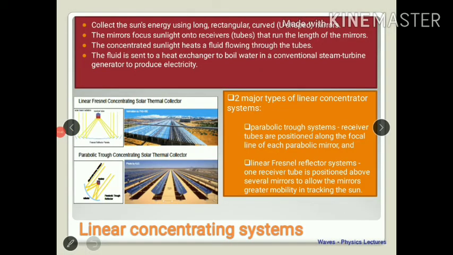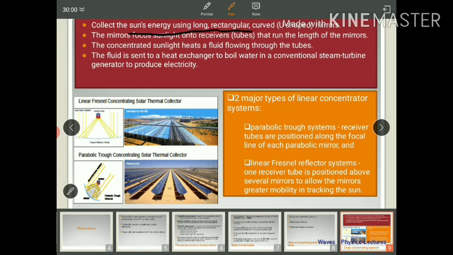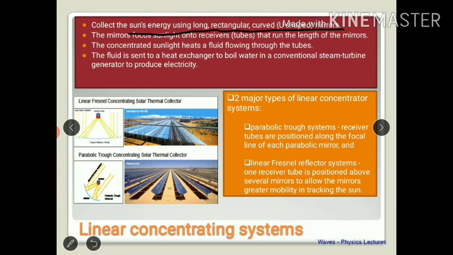So let's look into the linear concentrating power system. It collects the sun's energy using rectangular, curved, U-shaped mirrors. If the concentrator is shaped in a U form and arranged at a certain angle, it allows the sunlight to fall on it and a lot of heat will be generated. The mirror will focus the sunlight onto a receiver, which is basically a tube that runs the length of the mirror. The sunlight will fall on it and be directed towards the receiver tube.